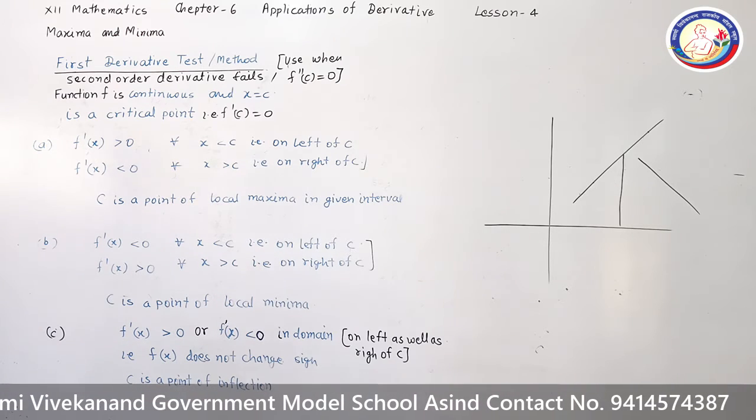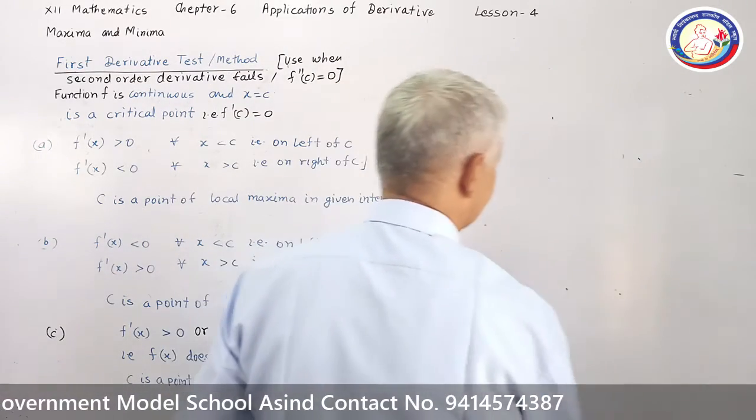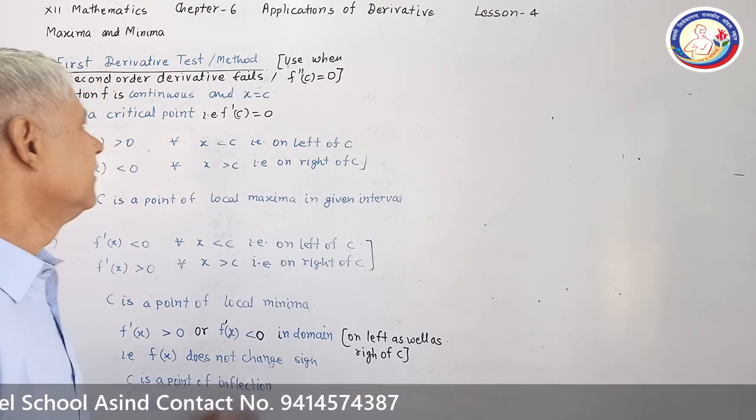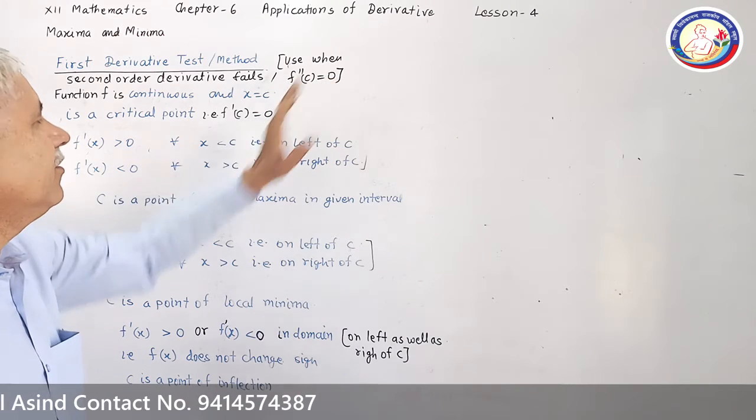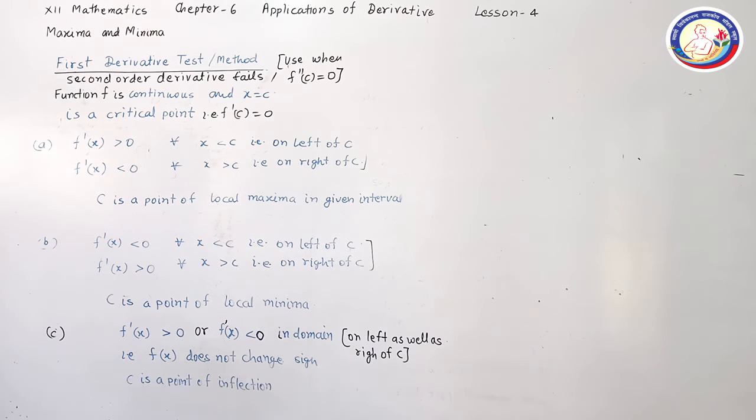So in conclusion, if we want to find local maxima, first of all, use the second derivative test. If it fails, it means if the second derivative's value at c is 0, then use the first derivative method. A point of inflection is that point at which the slope of the tangent doesn't change from positive to negative or negative to positive; it remains with the same sign.